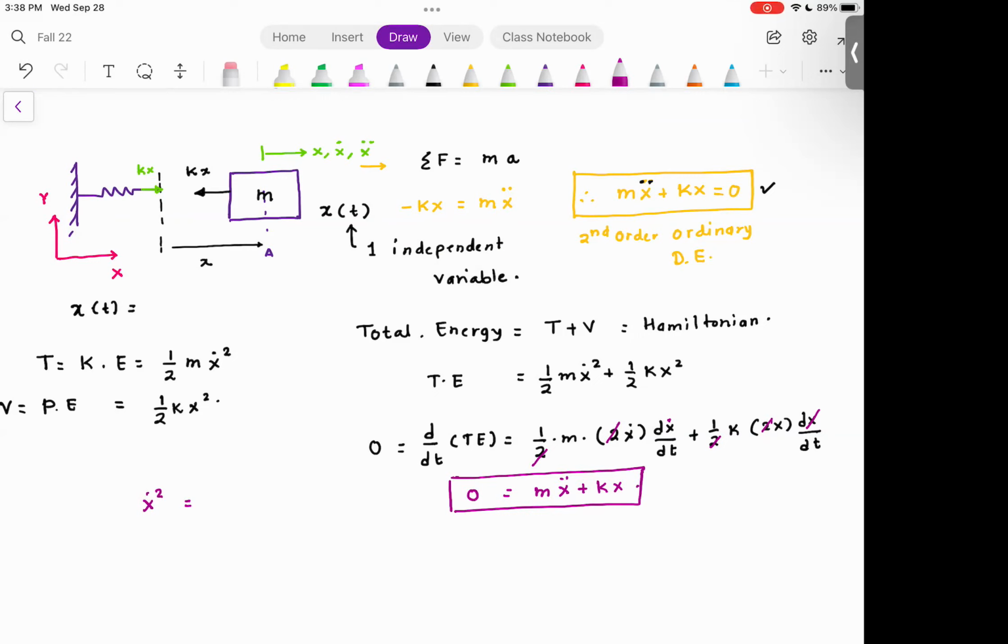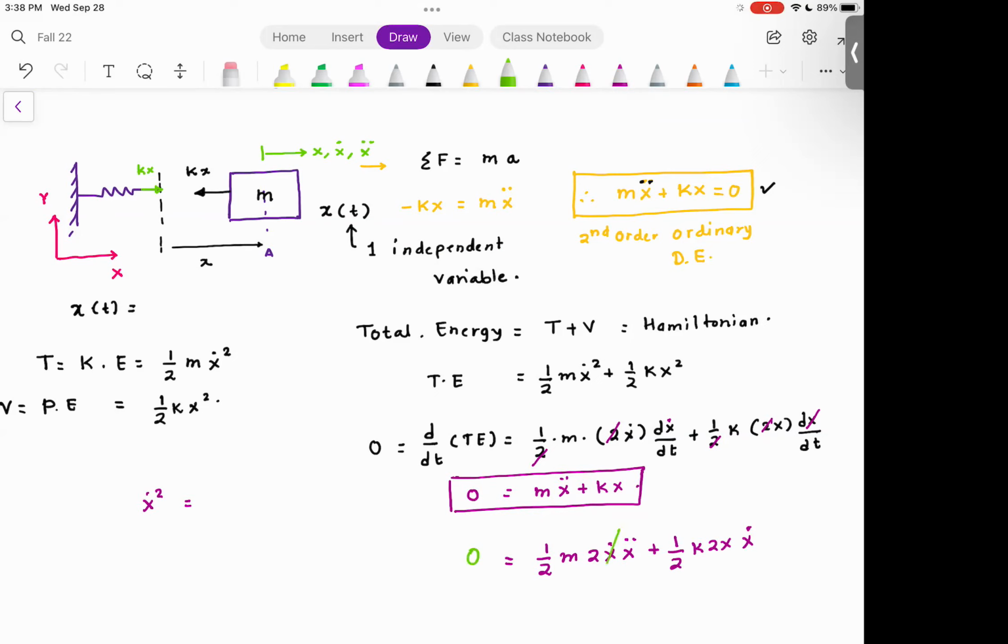No, kx, because x got cancelled and I took it. So there is x dot here, there is x dot here. So I cancelled those out. Okay, I probably did not write this properly. So 1/2 m x dot becomes 2 x dot x double dot plus 1/2 k 2x x dot. So now this is equal to 0.